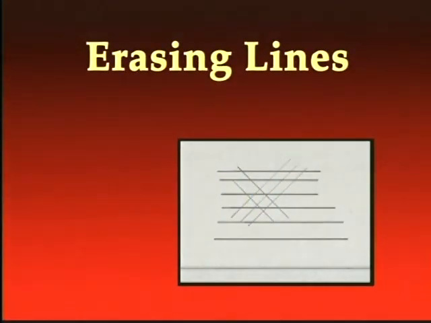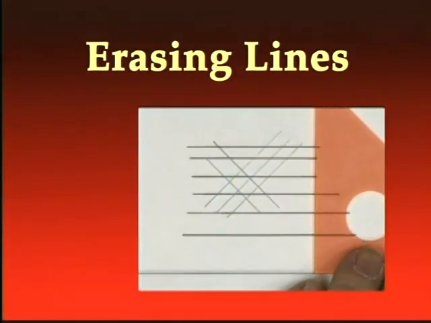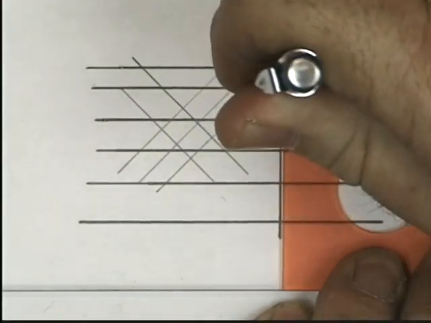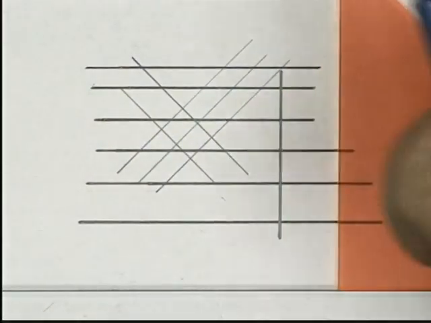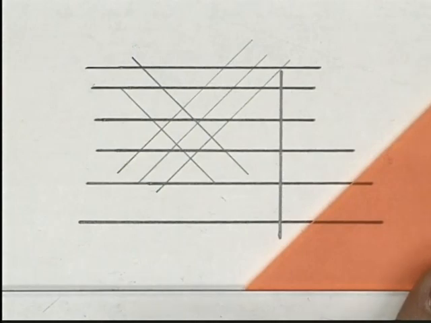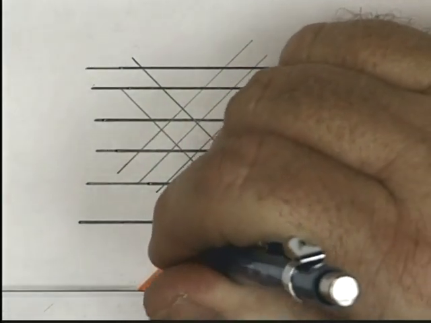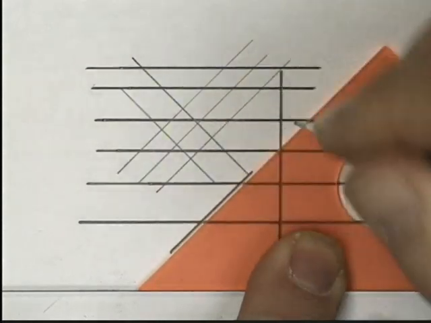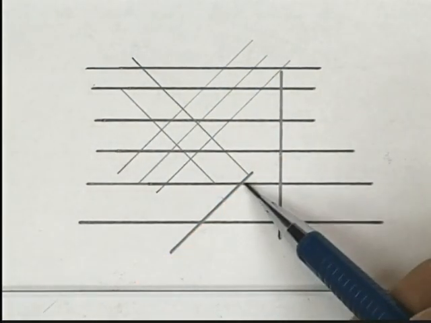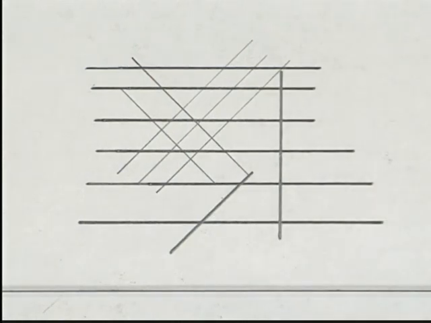Let me make a couple of vertical lines here. And now let me make an angled line. I'm just fooling around here, but I want to show you a couple of things. Suppose I want to make an angled line and I want to stop exactly, whoops, I wanted to stop exactly at that horizontal line. Well, I did this on purpose because I want to show you erasing lines.